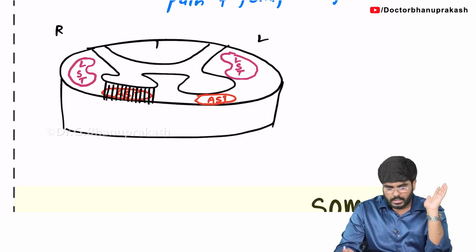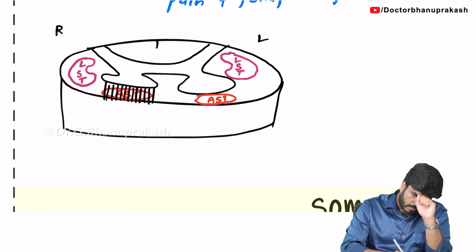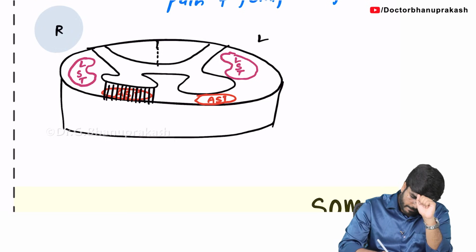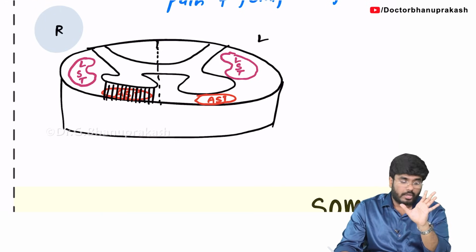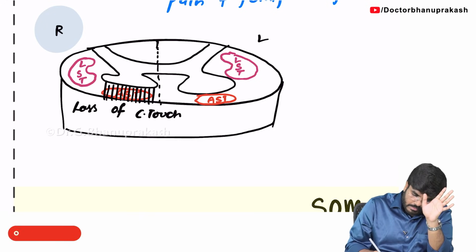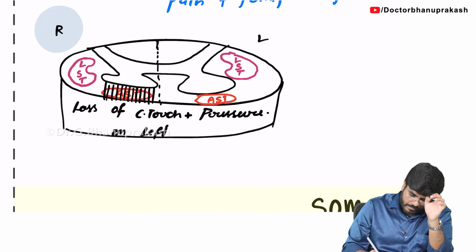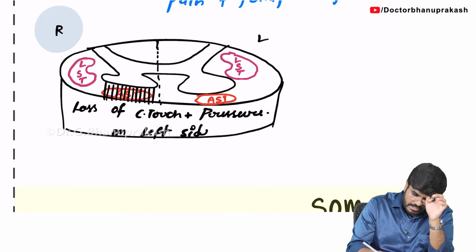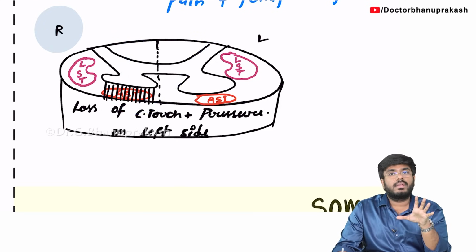Infarcted, gone, damaged. So which sensations are going to be lost on which side of the body? You tell me, the problem is on which side of the body now? Right sided. The anterior spinothalamic is gone. So there is going to be loss of crude touch and pressure on the left side of the body, because the sensations from the left side will enter into the right side like this. So this is how the question can show up in your exam.